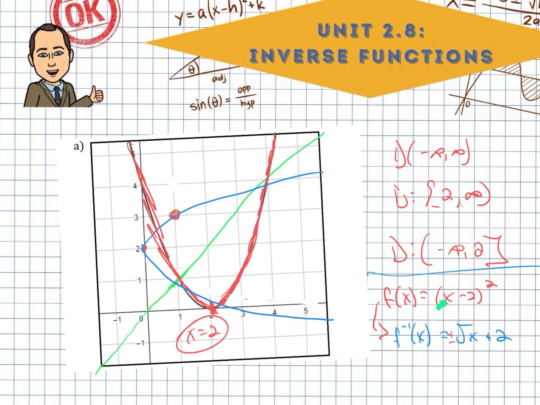Now, if we're restricting domains, and I'm telling you from 2 to infinity, for my inverse you have to pick. Is it the positive square root of x plus 2, or is it the negative square root of x plus 2? Well, if I'm restricting my domain here, my inverse is square root of x plus 2 because that's the top half. If I'm restricting my domain here from negative infinity to positive 2, then all of a sudden my inverse has to be the negative, or the upside down, square root of x.